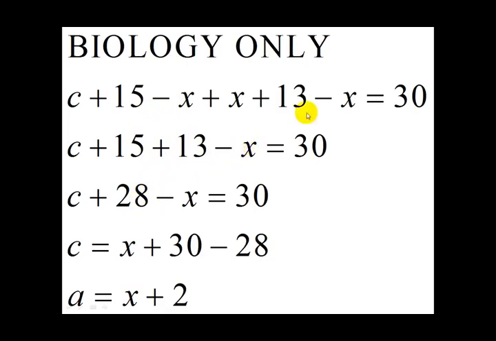Already we have minus x here. And this is equal to 30. So we have c plus 28 minus x equals 30. And here we are also making c the subject. So c will be equal to x, that is minus x becomes x on the right hand side. And we have 30 on the right hand side. And plus 28 becomes minus 28 on the right hand side. So we have x plus 30 minus 28 is 2. That means that c will be equal to x plus 2.